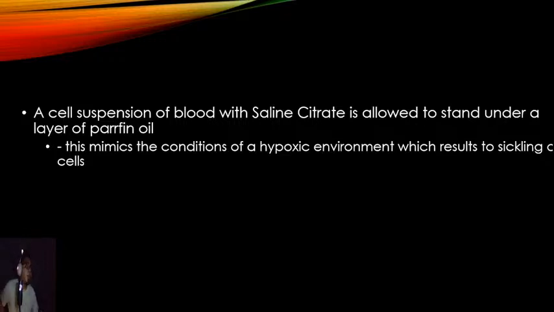Okay, so in terms of in vitro testing, the suspension of blood and saline is allowed to stand under a layer of paraffin oil. The paraffin oil basically creates a vacuum that prevents the entry and exit of oxygen, and this creates a hypoxic environment, resulting to the sickling of the cells. Now, one thing that we can do here is we can examine it under the microscope. It's a little tedious, but it does the job well. It's actually one of the best ways to determine the sickling of cells.